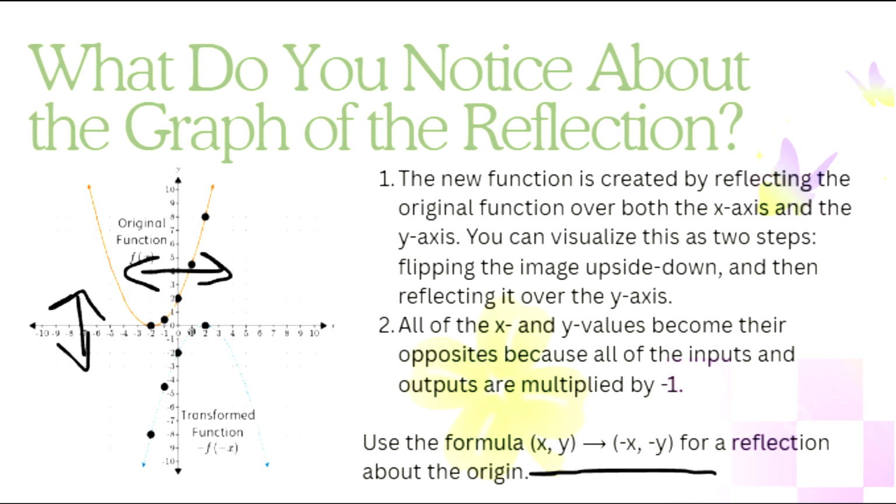What do you notice about the graph of the reflection? The new function is created by reflecting the original function over both the x-axis and the y-axis. You can visualize this as 2 steps, flipping the image upside down and then reflecting it over the y-axis. All of the x and y values become their opposites because all of the inputs and outputs are multiplied by negative 1. Use the formula (x, y) becomes (negative x, negative y) for a reflection about the origin. This little bit should be in your notes.